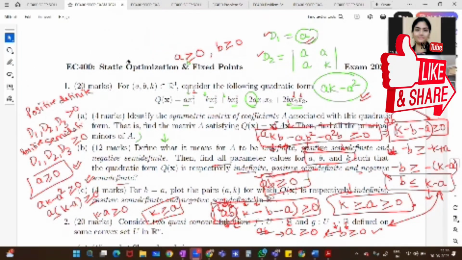Since I already defined that A is greater than or equal to 0, B also has to be greater than or equal to 0. Correct. Now, if I relate this, let me change the color of the pen. If I relate this and this, what will I get? B is greater than or equal to 0 and less than or equal to K minus A. Is this inequality fine?